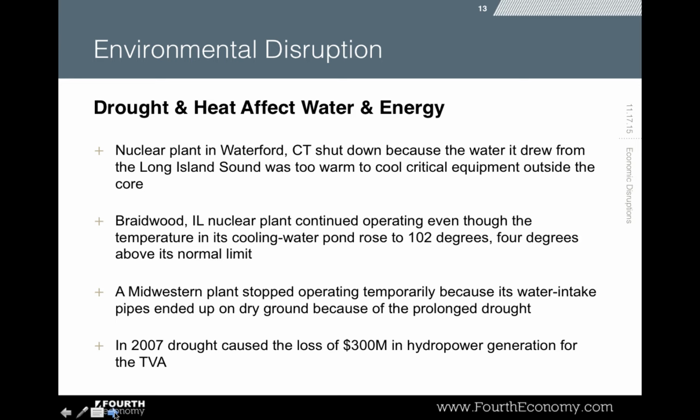We've seen it in Connecticut. We've seen it in Illinois and other places in the Midwest and throughout the Tennessee Valley area territory, where drought and heat have made the water too warm to cool the equipment for nuclear power plants or to use in other power plants, or they simply didn't have water, the drought had dried it up and the water pipes ended up on the ground. Now you can run new pipes and go deeper and deeper, but at some point all of that puts a severe pinch on our water and our energy.